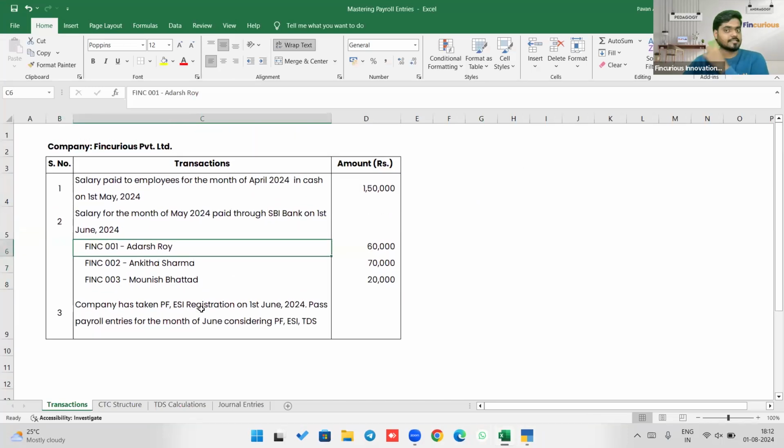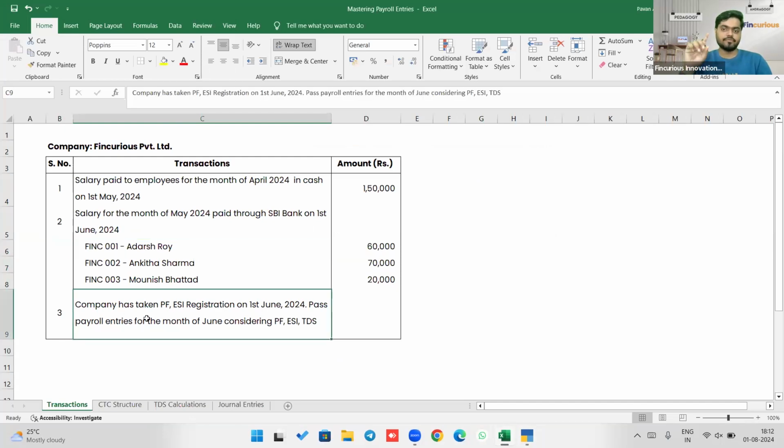So in the third transaction, they are telling us to pass the entry when the company has taken PF ESI registration on 1st of June 2024, pass payroll entries for the month of June, considering PF, ESI and TDS also. Okay. So basically, what do PF and ESI mean? PF is Provident Fund, if the company is taking EPF registration, and ESI means Employee State Insurance. If the company is taking these two registrations, then they compulsorily need to show that PF and ESI deductions in the transaction itself. So now how to find that out?